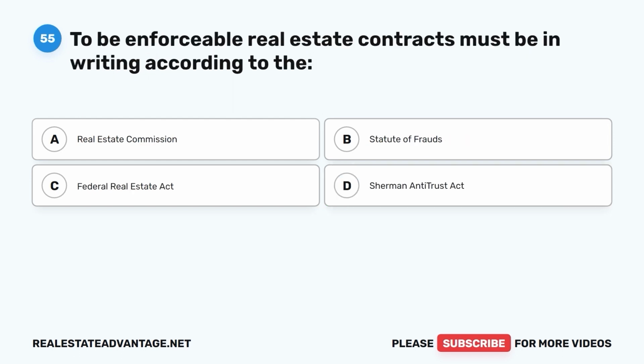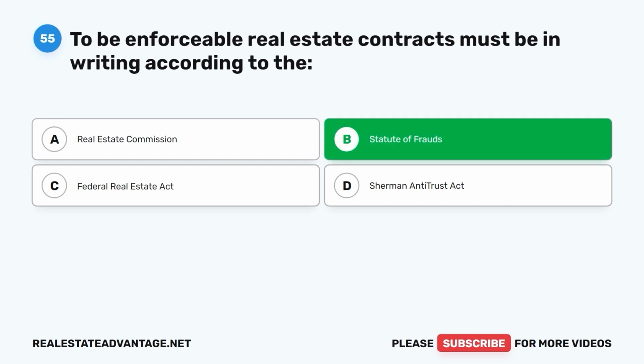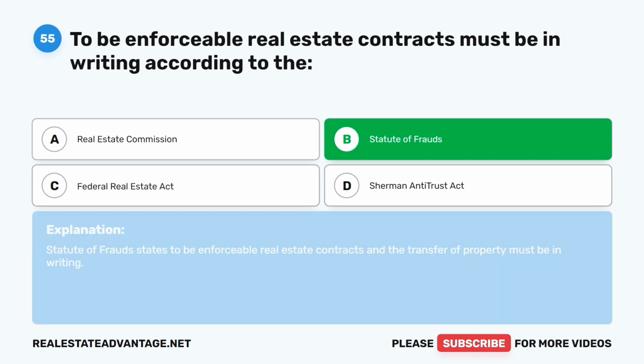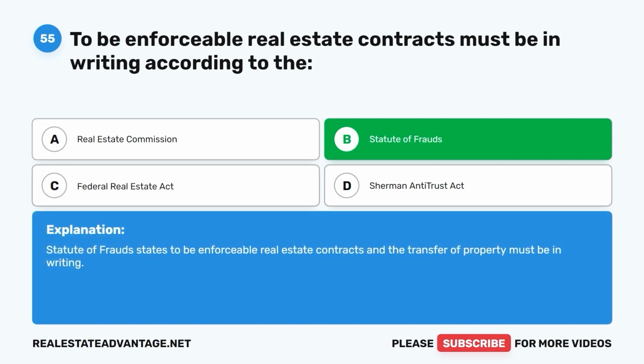Question 55. To be enforceable, real estate contracts must be in writing according to the A. Real Estate Commission, B. Statute of Frauds, C. Federal Real Estate Act, D. Sherman Antitrust Act. The correct answer is B. Statute of Frauds. The Statute of Frauds states to be enforceable, real estate contracts and the transfer of property must be in writing.